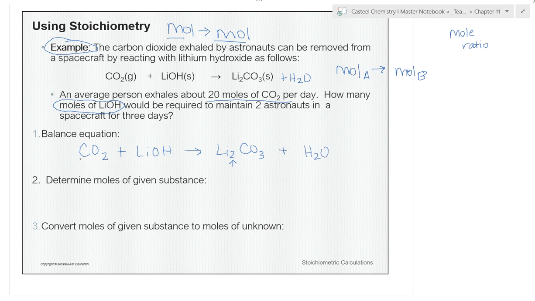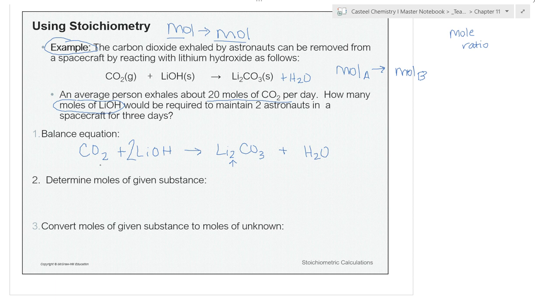So here, let's go balance. Carbon on the left is 1, carbon on the right is 1. I'm going to come back to oxygen. Let's look at lithium. 1 on the left, 2 on the right, so I need to put a 2 over here on the left. Let's go look at hydrogen. I've got 2 on the left because I put that 2 in front, so 2 times 1 is 2. And then I've got 2 on the right.